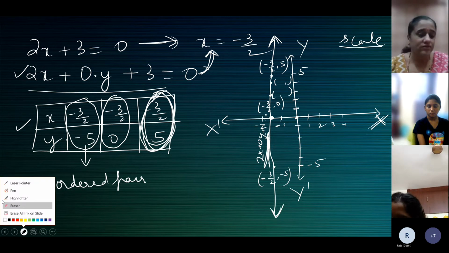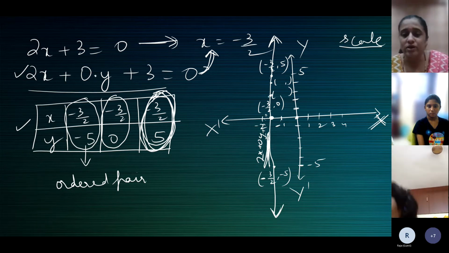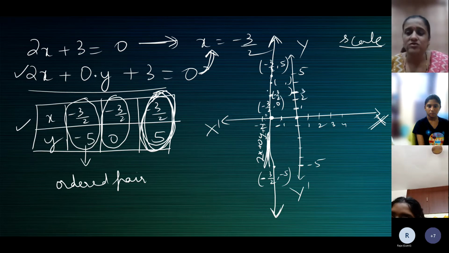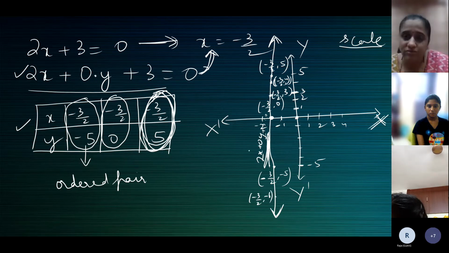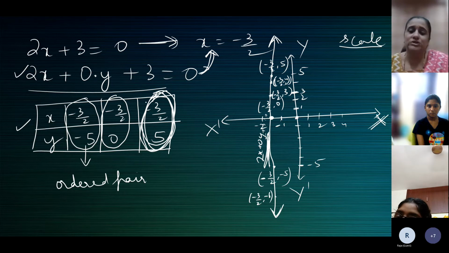If you take this point, say this point will be minus 3 by 2, 3. This one, 1, 2, 3, right? So minus 3 by 2, 3. Then this point, minus 3 by 2, 4. So many points on this. Below also, minus 3 by 2, minus 6. It goes on like that. All these points will satisfy the equation. Every point lying on this line will satisfy this equation.